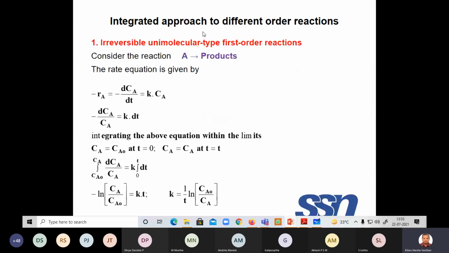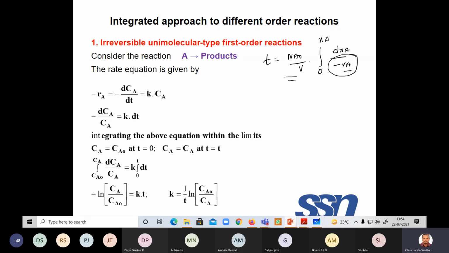Now let us take this minus RA. Let us use this minus RA. We have to write minus RA, right? This is the expression: t is equal to NA naught by V into integral 0 to XA dXA by minus RA. This is the batch reactor expression, right? We don't know what this minus RA is. Then only we can substitute here.